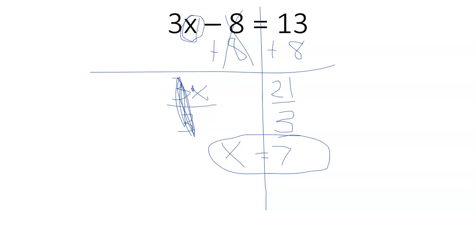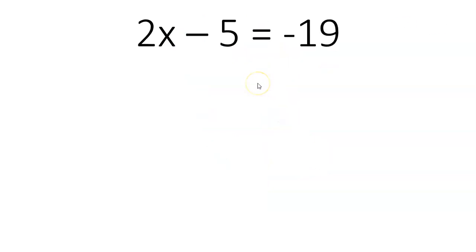Okay, our second problem is going to be 2x minus 5 equals -19. So again, it's the same concept. Our goal is to get the letter by itself. So there's the line at the equal sign.